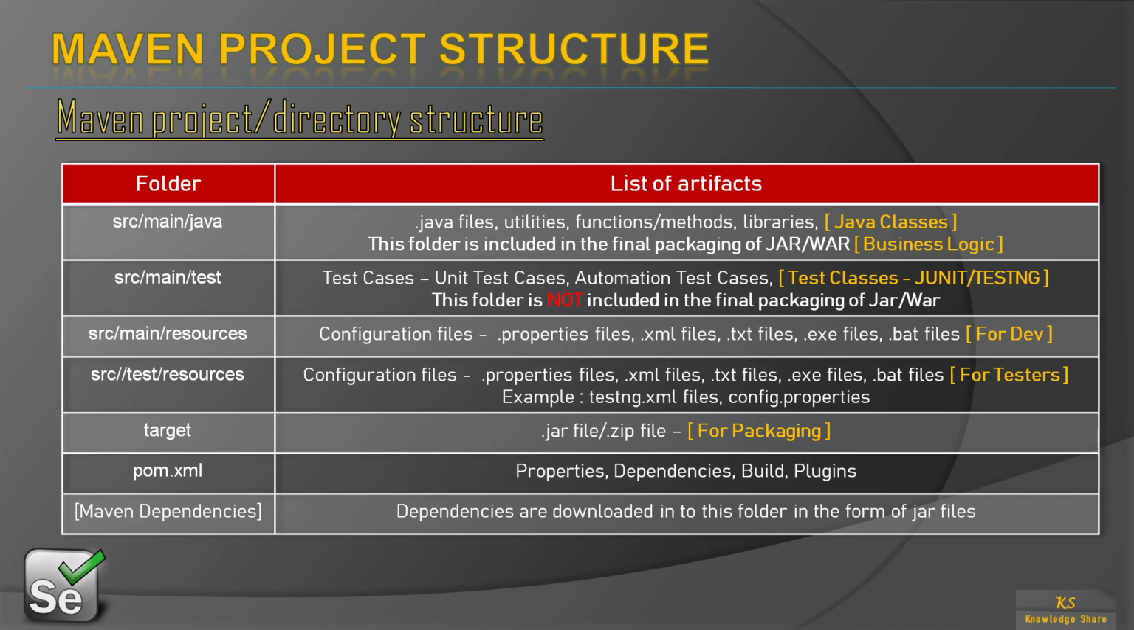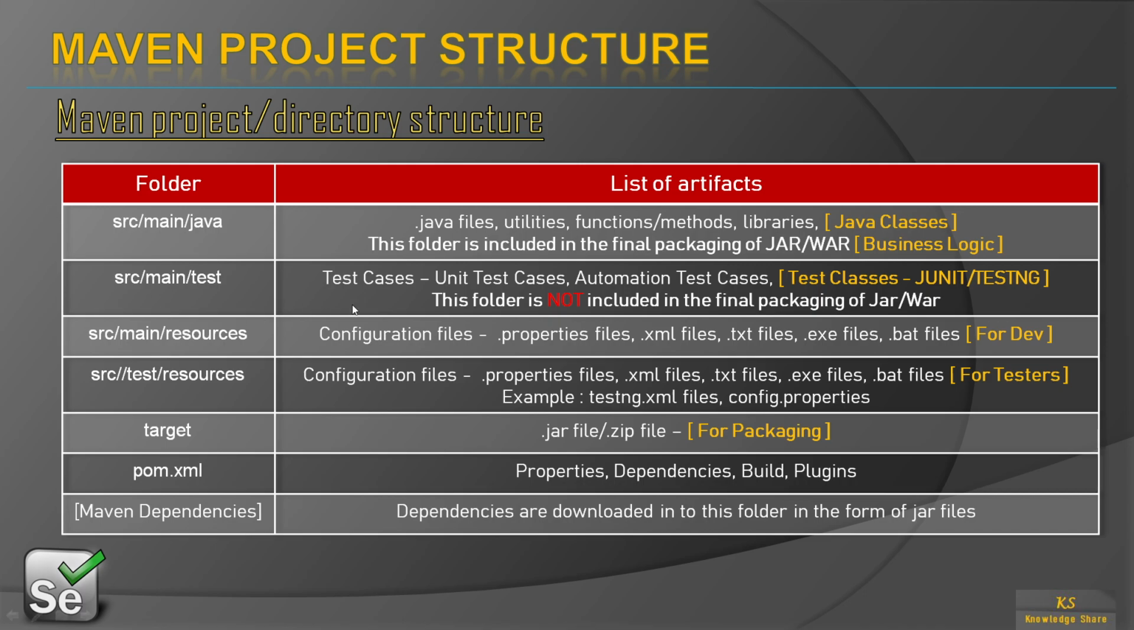Coming to src/main/resources. As the meaning itself says, resources are supporting files which are required to run the project. They are not the business logic, but supporting configurations required to run a project. These contain .properties files, .xml files, .txt files, .exe files, and .bat files. The test resources folder contains .properties, .xml, and .bat files which are created by testers and maintained for test activity.